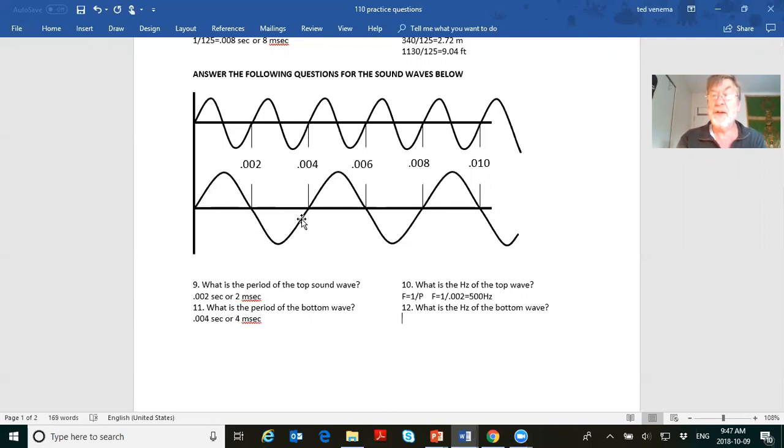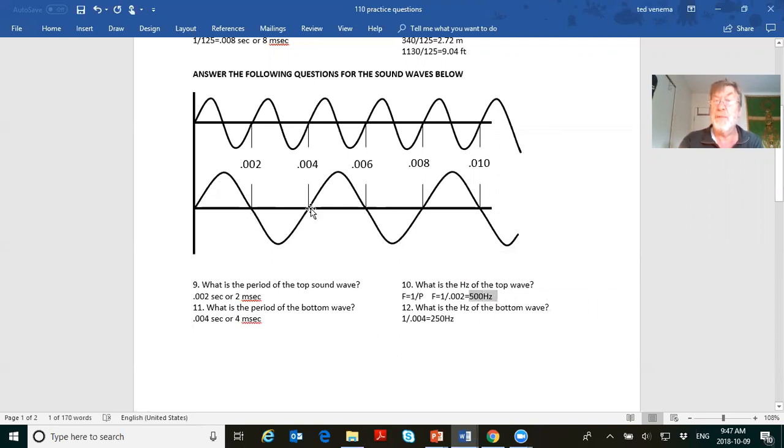You know what the period is, so it's going to be 1 divided by 0.004. Now what would that be? 1 divided by 0.004 is equal to 250 hertz. And that makes sense. 250 is half of 500. And look, the period is double the length as well.